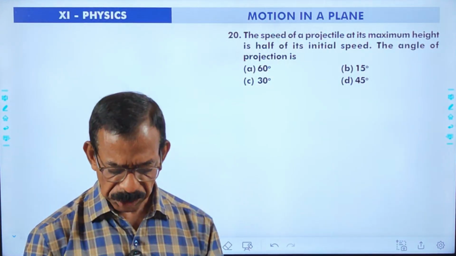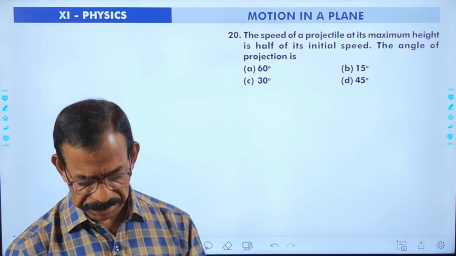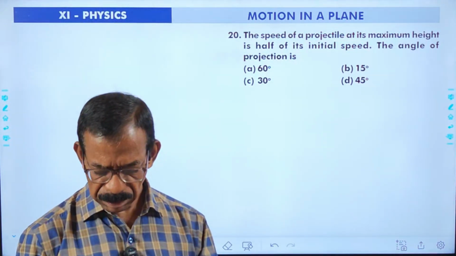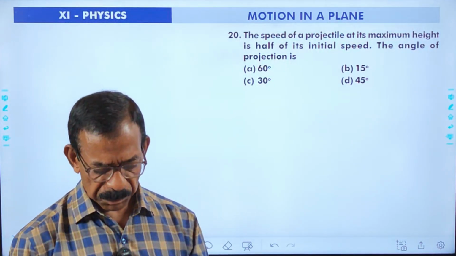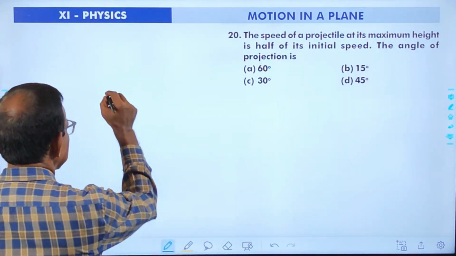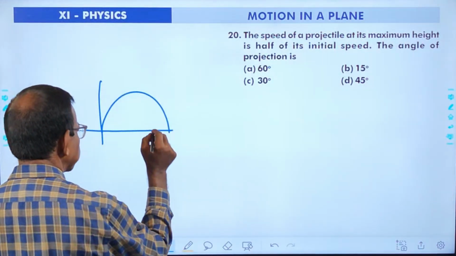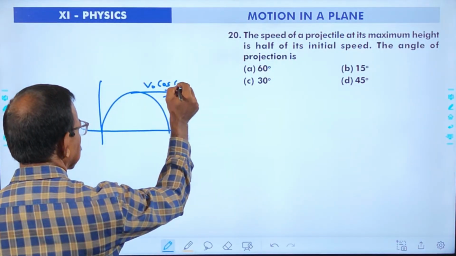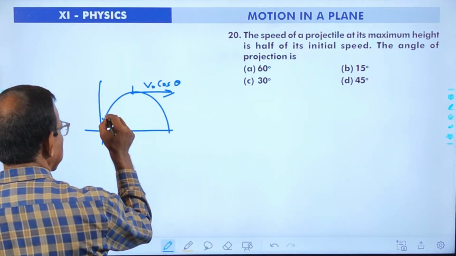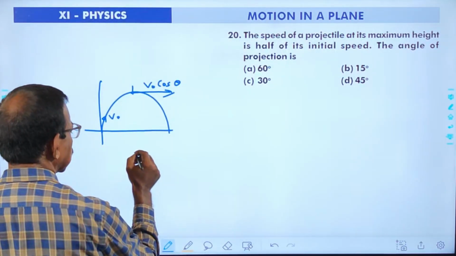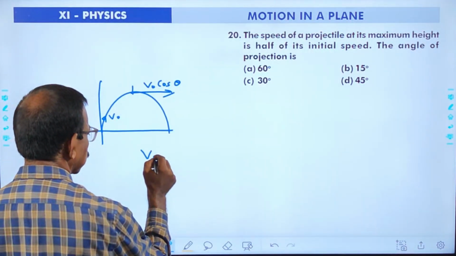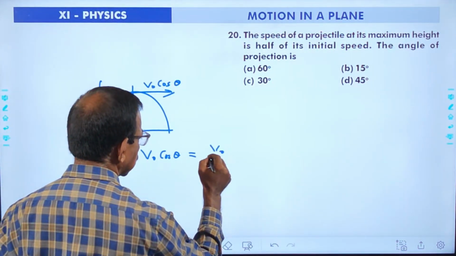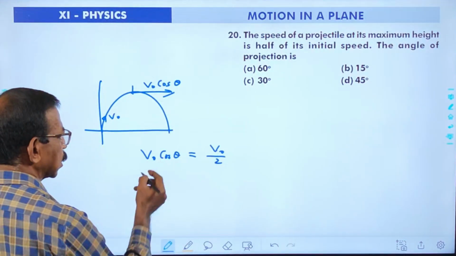Next question is question number 20. The speed of a projectile at its maximum height is half its initial speed. Then the angle of projection is? At the maximum height of a projectile, there's only the horizontal component of velocity, V0 cos theta. The vertical component of velocity is 0 and the initial speed is V0. So V0 cos theta, the speed at the maximum height, equals half the initial speed, V0 by 2.